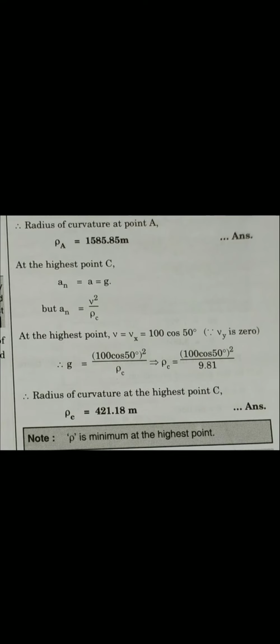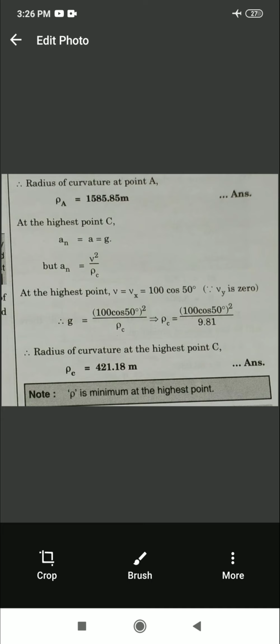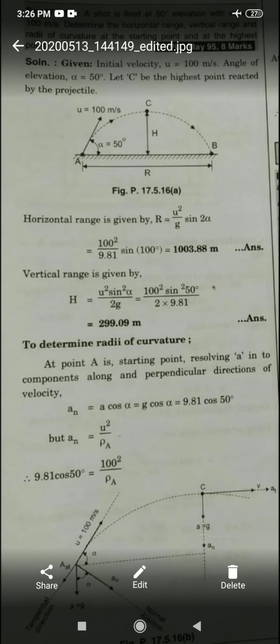Rho A value from this we can obtain as 1585.85 meter. Now, for this condition, rho A we have found. Rho A means the radius of curvature at point A. What about the point C? You can observe the point C, and check what data we can find out.